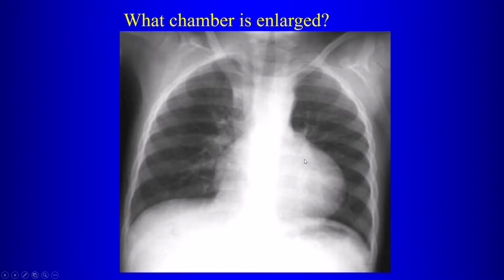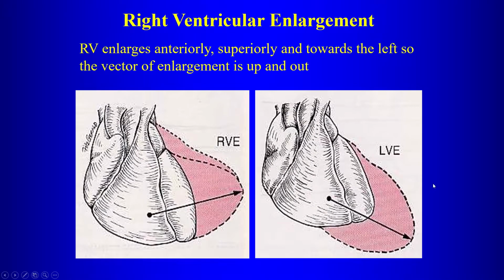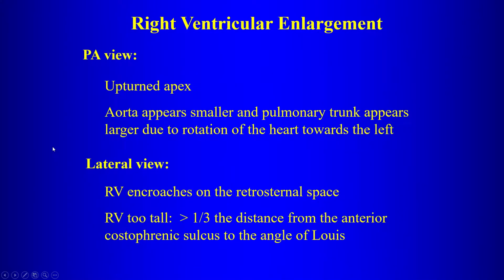Now, what about this case? What chamber is enlarged here? Well, here we have this elevated apex, somewhat of a boot-shaped heart, a child with a history of tetralogy of Fallot. So this is right ventricular enlargement. So when we're talking about ventricular enlargement, when there's enlargement of the right ventricle, the apex goes up. When there's enlargement of the left ventricle, the apex goes down and out. So down and out for enlargement of the left ventricle, up for enlargement of the right ventricle.